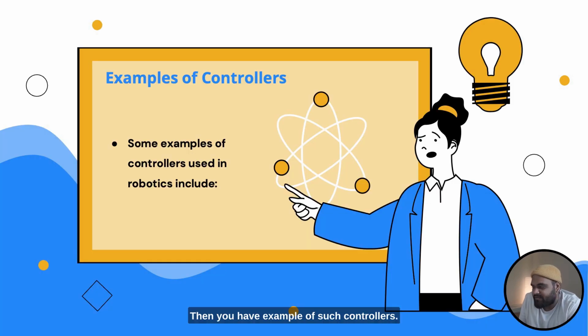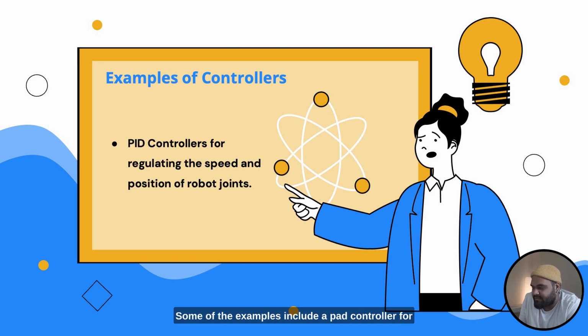And then you have examples of such controllers. Some of the examples include a PID controller for regulating the speed and position of robotic joints. Robotic joints basically means robotic arms or robotic dogs, where you have a lot of joints and controllers, and you want to regulate the speed of all these joints. One way you can do that is with the help of PID control. This not only allows you to build a solid, robust algorithm, but also helps you build a solid, robust way of tuning these processes as well.